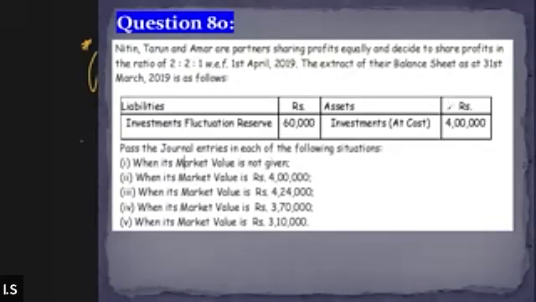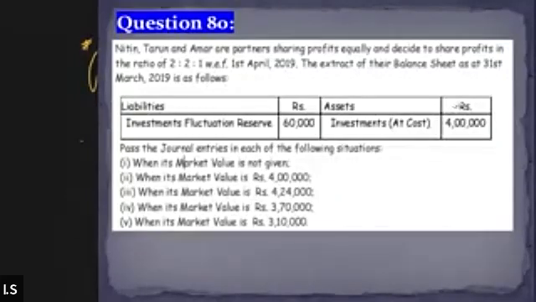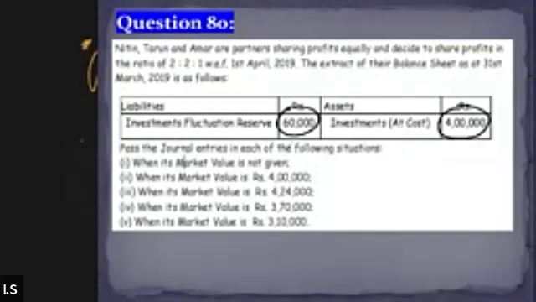Guys, please confirm whether my audio is clear to all of you, and is my question clear? What I'm asking is that if the value of investment is 4 lakh and the amount of reserve that we have made is rupees 60,000, but the market value of the investment is not given, then how are we going to deal with the investment fluctuation reserve? What are we going to do with the amount of reserve? Tell me.